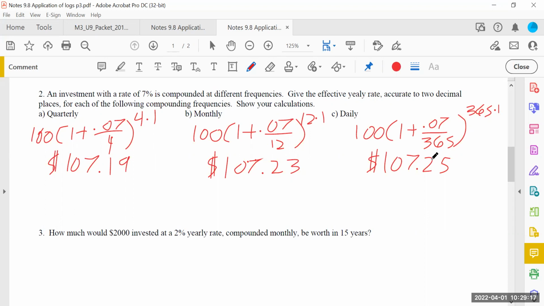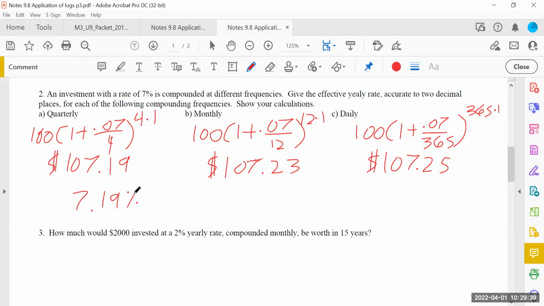How much did I start with? We were pretending I had $100. How much more did I earn? 7.19, and that's out of my $100. Percent is out of 100. This is 7.19%, essentially without the initial $100 that I started. That's how much interest I earned.